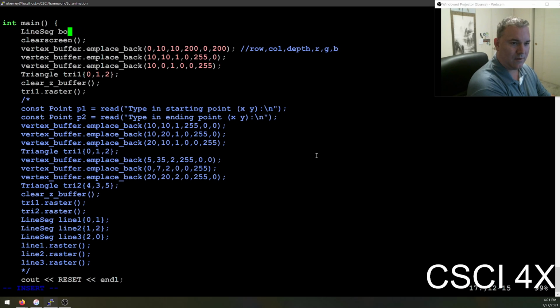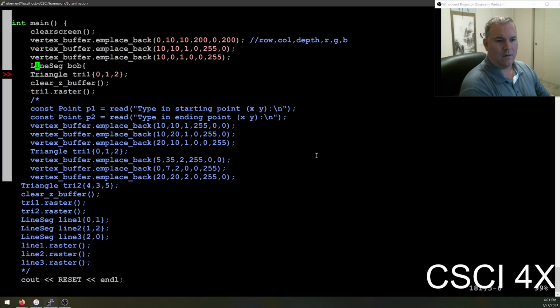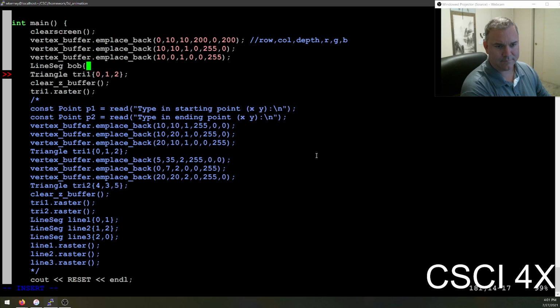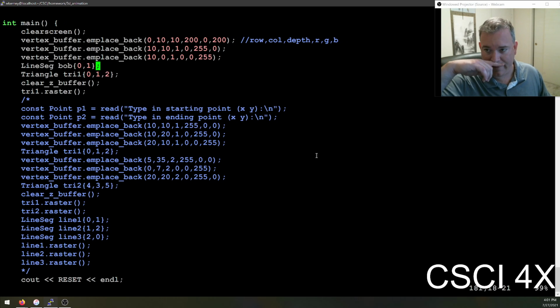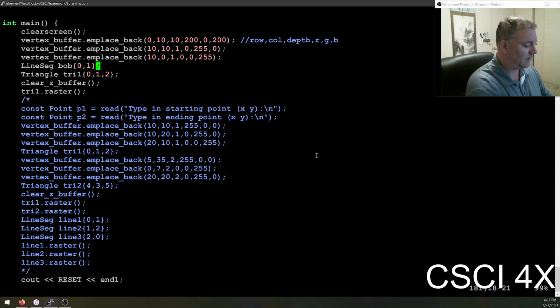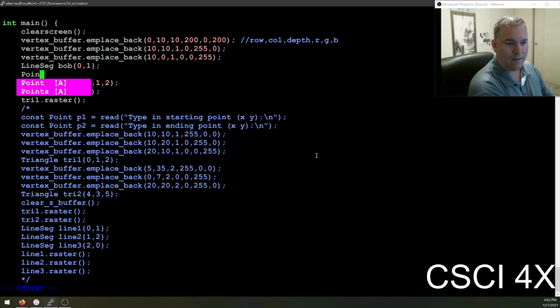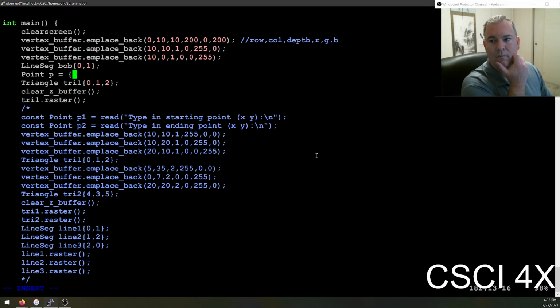Named Bob, who goes from vector 0 to vector 1. So this is going to be a line straight down. So it's row 0, column 10 to row 10, column 10. So it's going down 10 rows. So it's a straight line straight down. So let's get a point. Point P. It's going to be at 0, 0.